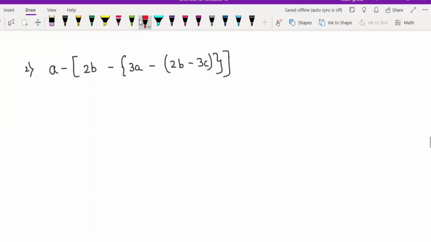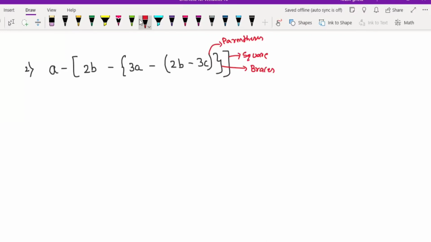This bracket is called a square bracket. This bracket is called braces. Normally, we used to call it a flower bracket, and this one we call a parenthesis, or else we call it a common bracket. Parentheses. Okay, very typical word. So if you want, you can call it a common bracket as well. Okay, so moving to the next one, let us start the solution.